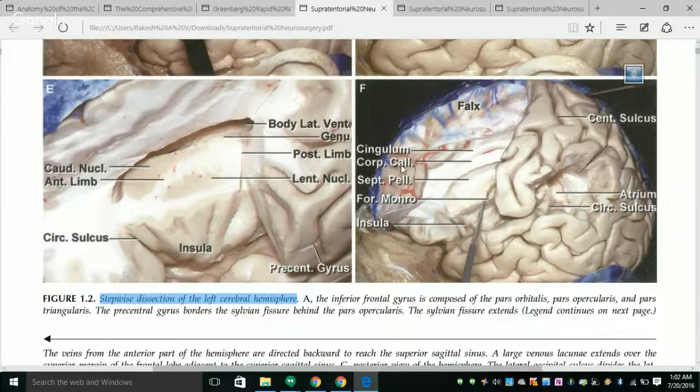Yes, the pre and post-central gyri are located lateral to the body of the ventricle and the splenium of the corpus callosum. The foramen of Monro is located deep to a point on the pars opercularis, approximately 1 centimeter above the sylvian fissure, and deep to the mid-level of the short gyri of the insula.